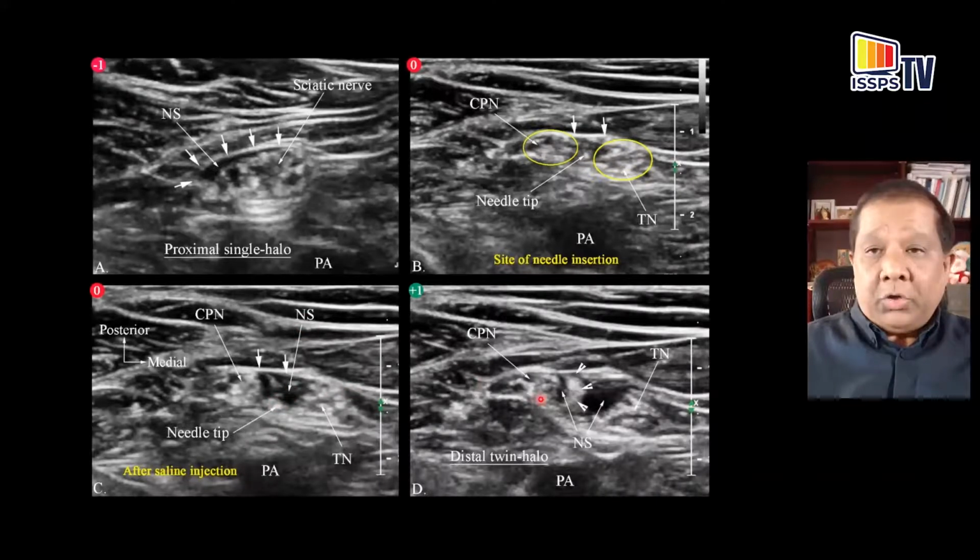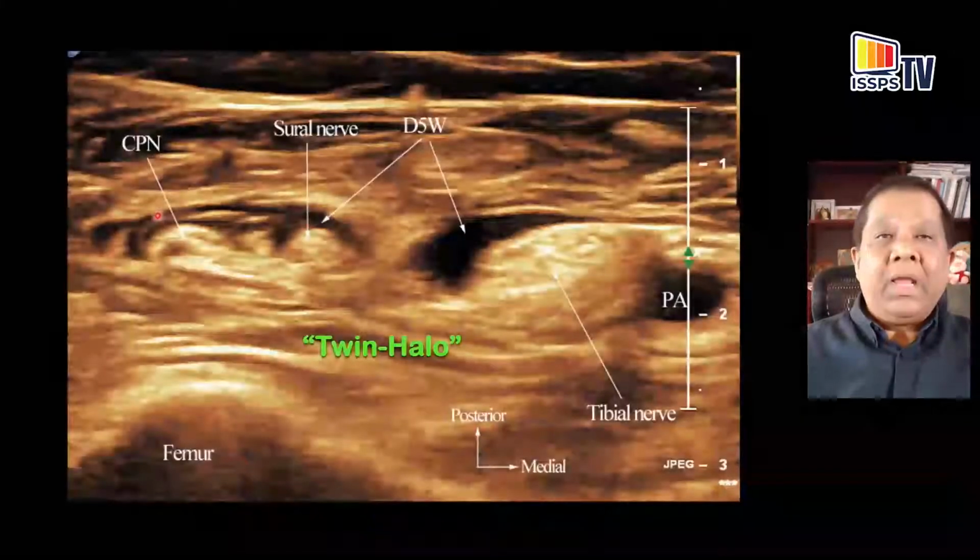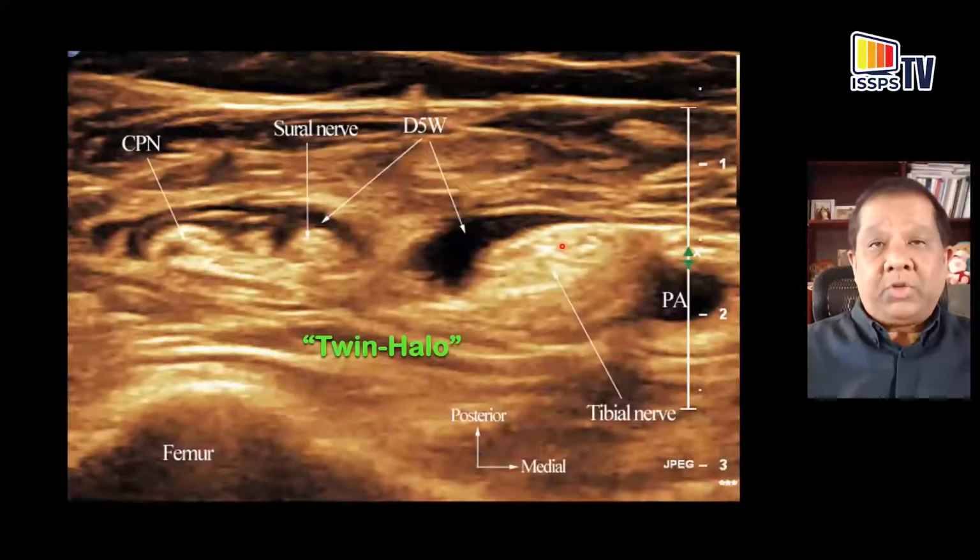You can see caudally there is a formation of halo around the tibial nerve and some halo around the common peroneal nerve. It has also spread proximally to the main trunk, and it surrounds mostly the posterior aspect because the patient is prone. This is posterior, this is anterior, along the posterior aspect of the sciatic nerve. This is what we describe as a trihalo.